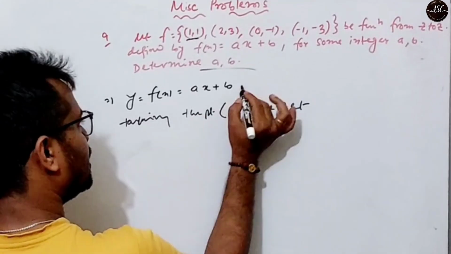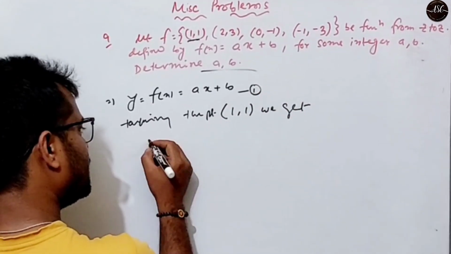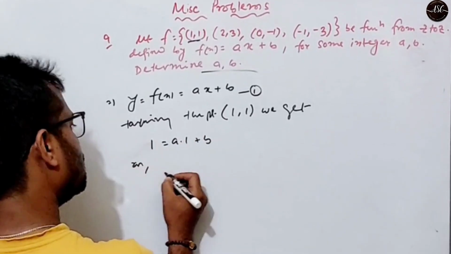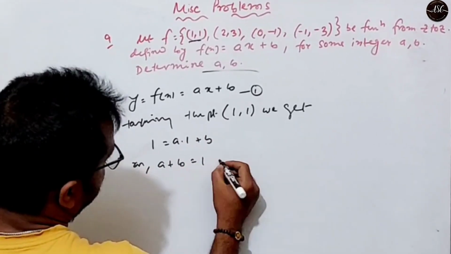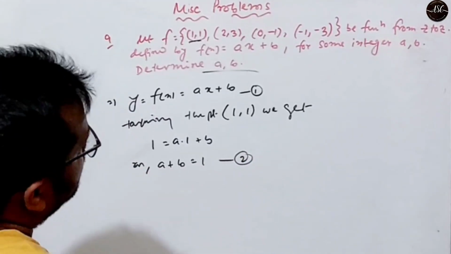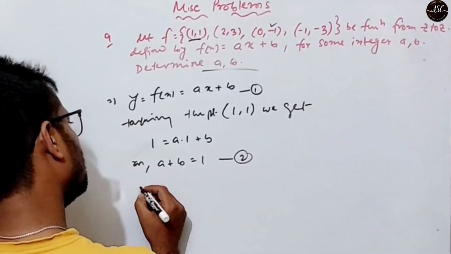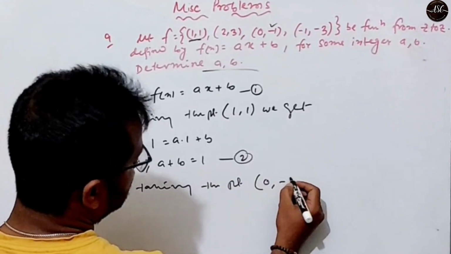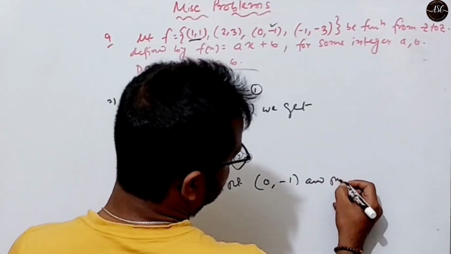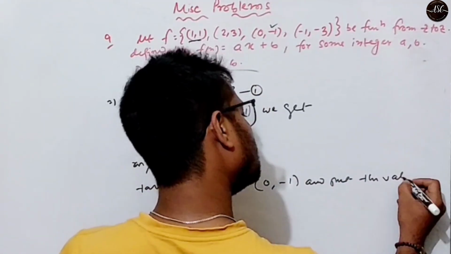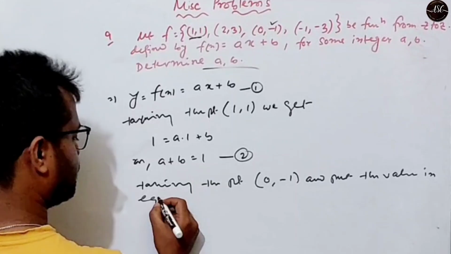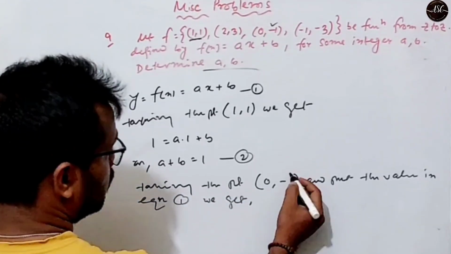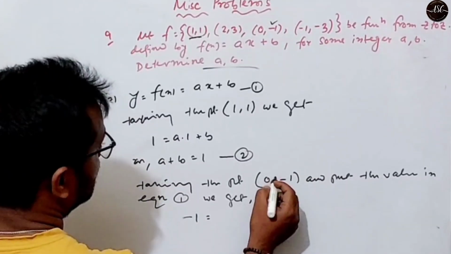So we can write this equation number 1 as 1 equal to a dot 1 plus b. So we get a plus b equal to 1. This is equation number 2. Now taking the point (0, -1) and putting the value in equation 1, we get y equal to -1 when x equal to 0.